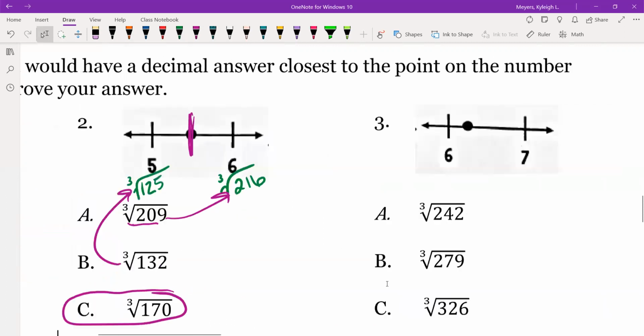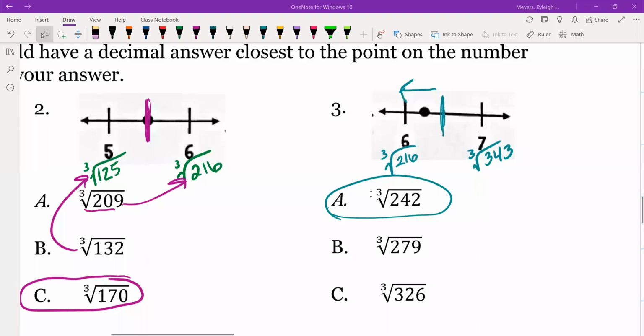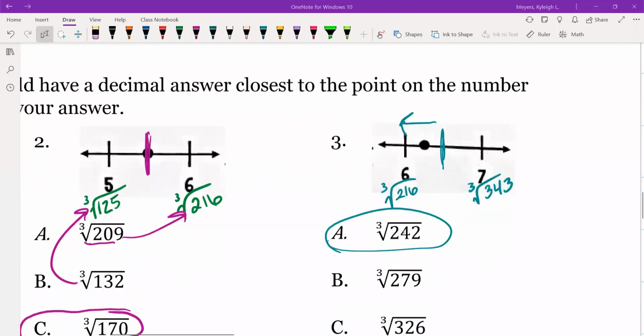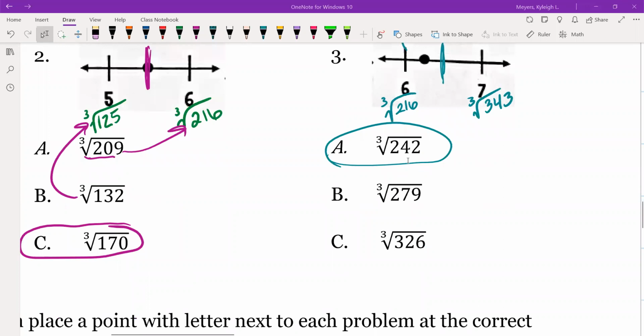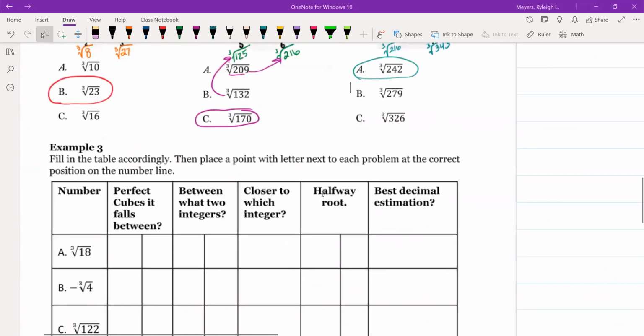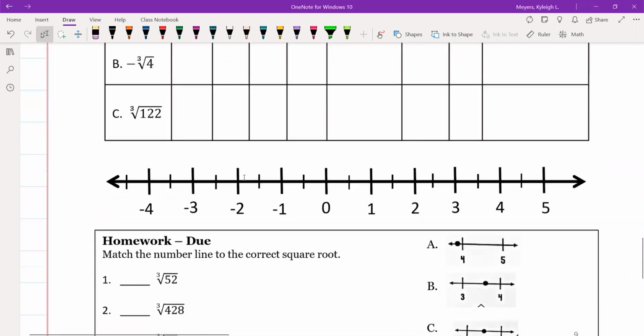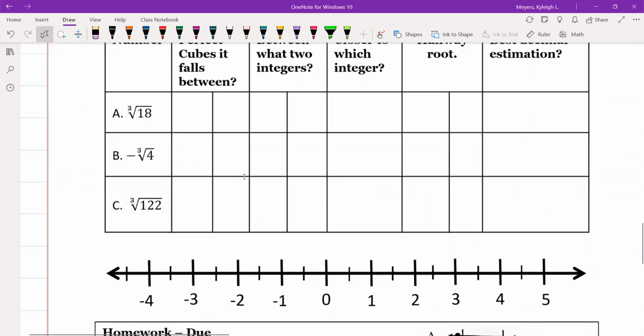All right, so I want you to pause and try letter C on your own. So hopefully you got A because it's below halfway, so it's got to be closer to 216, and A is the smallest of all three. Okay, so now we have a couple more for you to fill in, and after you fill it in, you put it on the number line.